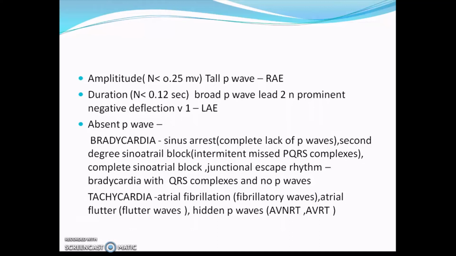But whenever there is an absent P wave with tachycardia, you need to observe the morphology of P waves. When you see some fibrillatory P waves, but there are no discrete P waves and heart rate is more than 150 to 250, approximately more than 200, then you need to think of atrial fibrillation. When there are sawtooth P waves, then they are called flutter waves. Then the possible diagnosis is atrial flutter.